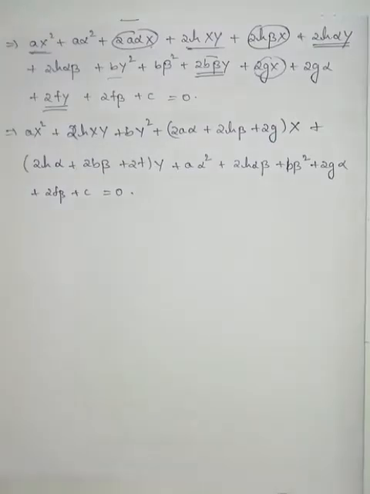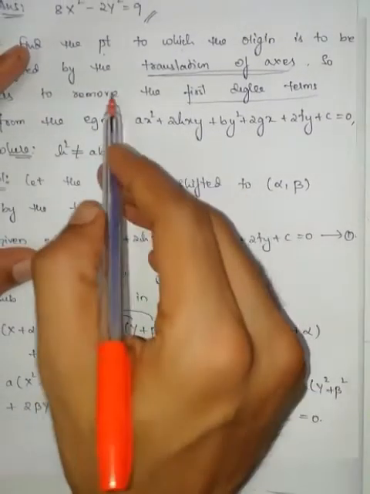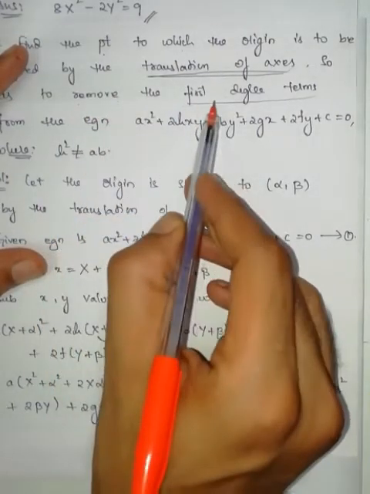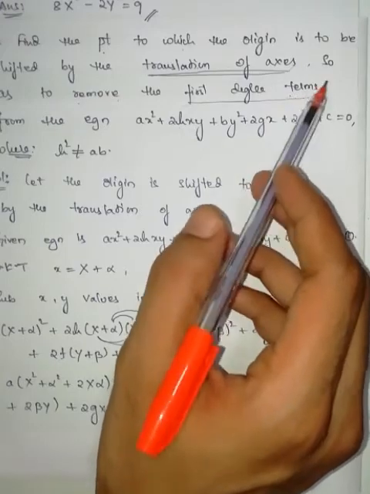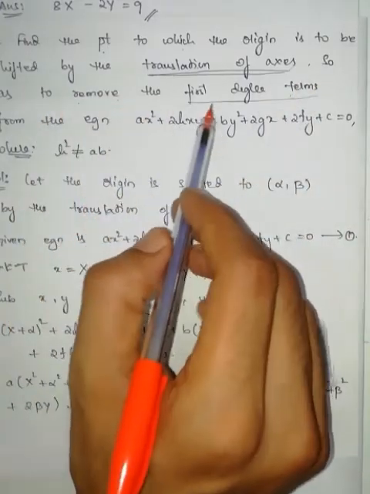In the statement it is clearly given that we have to remove the first degree terms from the transformed equation. We have to remove the first degree terms.